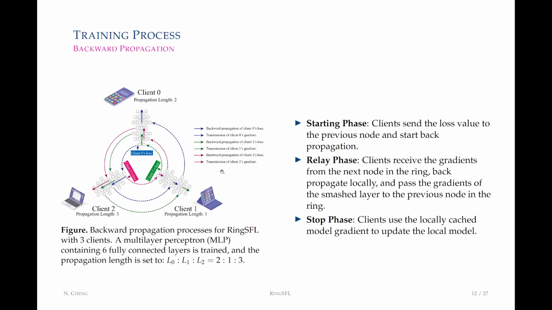The back propagation process is similar and can also be divided into 3 phases with the same names. Let's also take client 0 as an example. Its back propagation process is indicated by the dark blue arrows in the figure.